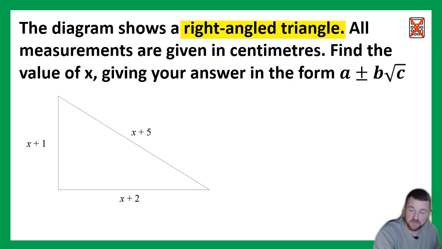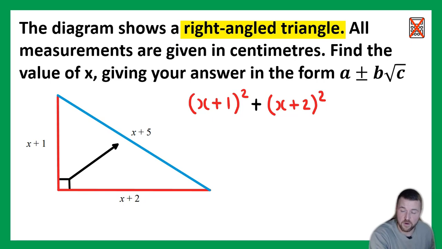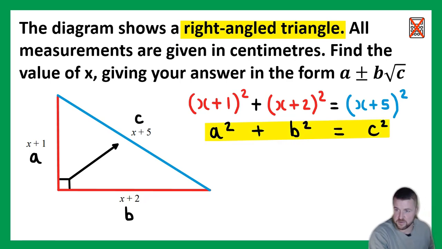Since all of the lengths have been provided using algebraic expressions, and I've been told that the triangle is a right angle triangle, I can use Pythagoras' theorem to form an equation between the three lengths. The square of the two shorter lengths, so squaring the whole length x plus 1, so inside a bracket, and adding this to the square of x plus 2, is equal to the square of the longer side, or the hypotenuse, which is labelled as x plus 5, where the shorter sides can be labelled as a and b, with the hypotenuse or the longer side being labelled as c. We can see that we have a squared plus b squared is equal to c squared, which is Pythagoras' theorem.